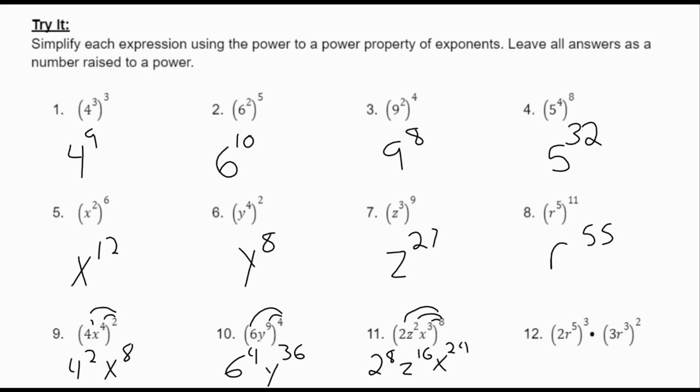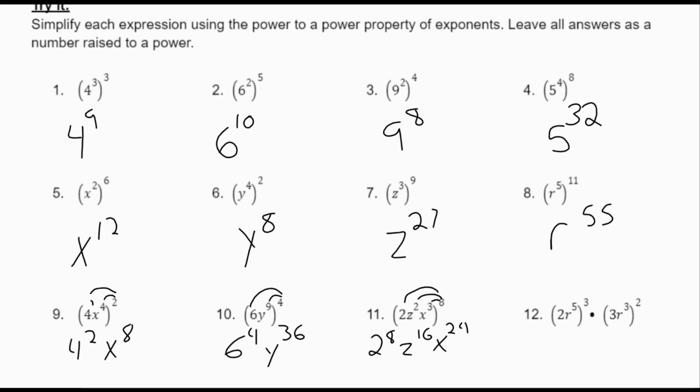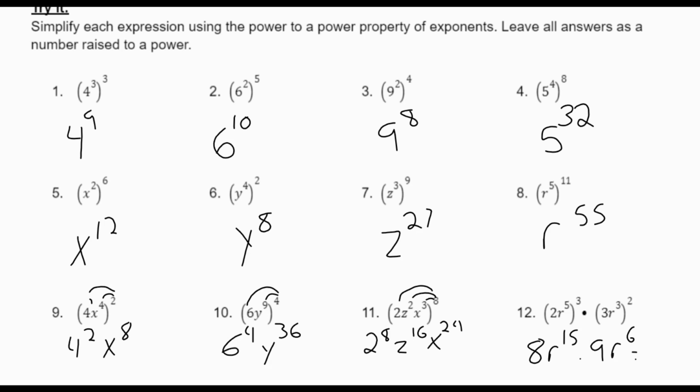And my last one, we have 2r to the fifth to the third power times 3r to the third squared. I want to do the power of a power first, and then I will multiply them together. So 2r to the fifth to the third would be 2 cubed r to the 15th. 2 cubed is 8, so I'll leave that as 8r to the 15th, times 3r to the third squared. 3 squared is 9. R to the third squared would be r to the sixth. Now I can combine these. 8 times 9 would be 72, and then r to the 15th times r to the sixth would be r to the 21st.